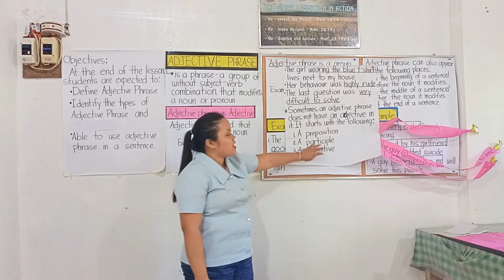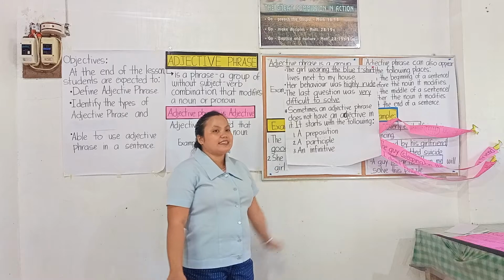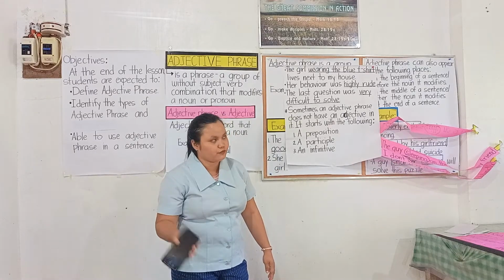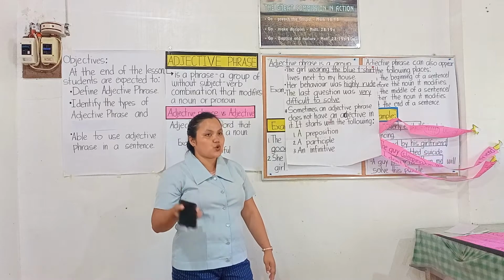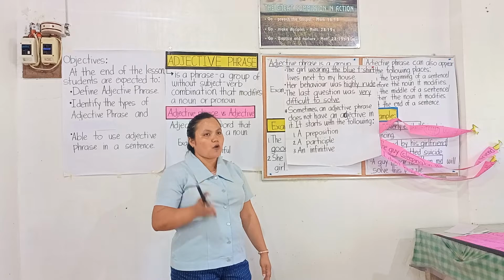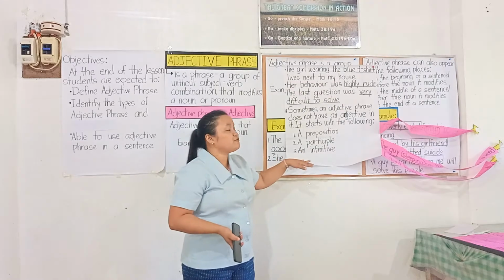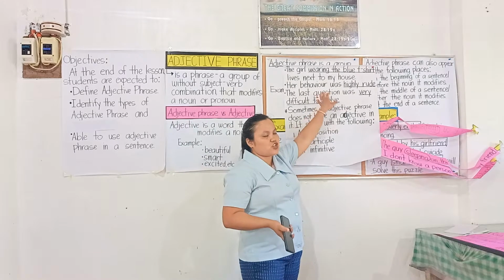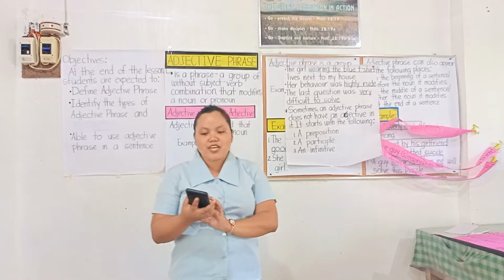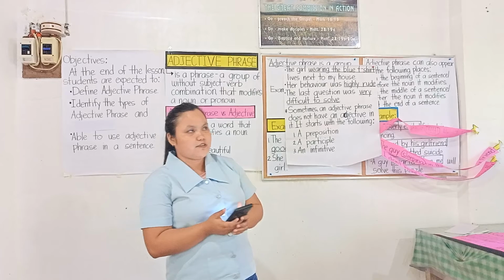Okay, last example. The last question was very difficult to solve. "Very difficult to solve" is the adjective phrase found at the end of the sentence, and it modifies the noun "question." Okay, sometimes an adjective phrase does not have an adjective.